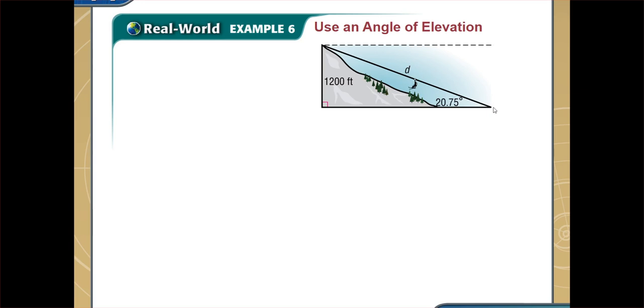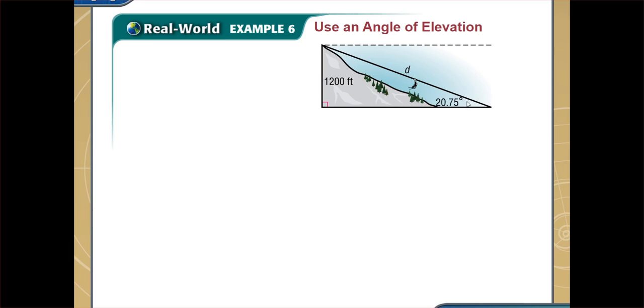If you look at this picture, let's say that you are here, at the foot of the mountain, and you try to get to the top of the mountain by a cable. The height of the mountain is 1,200 feet, and we are also given the angle. This angle right here, 20.75, is the angle of elevation.